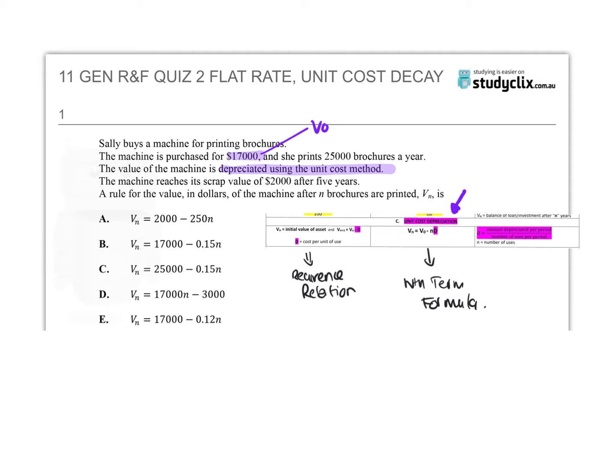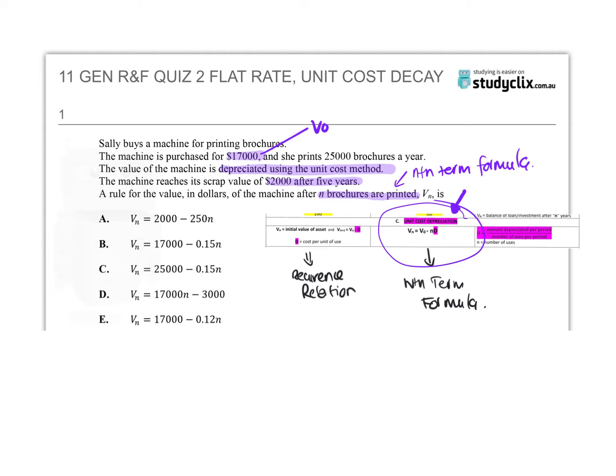So I know I've got to use unit cost, so I'm looking at these formulas. Now it says the machine reaches a scrap value. So when something depreciates, that means goes down in price, they call the reduced price a scrap value. So it's got a bit less, and that's the word they'll use. They told you that the scrap value after 5 years was this. Okay, so a rule for the value of the dollars after n brochures are printed, that is a way of saying the nth term formula. So we want to look at the nth term formula.